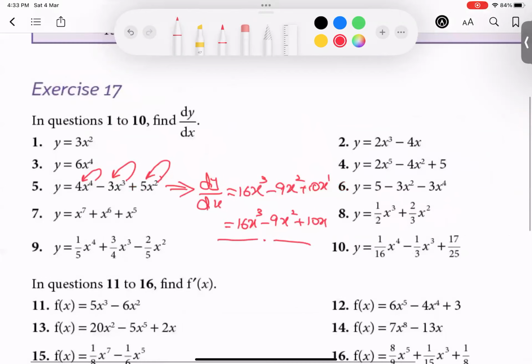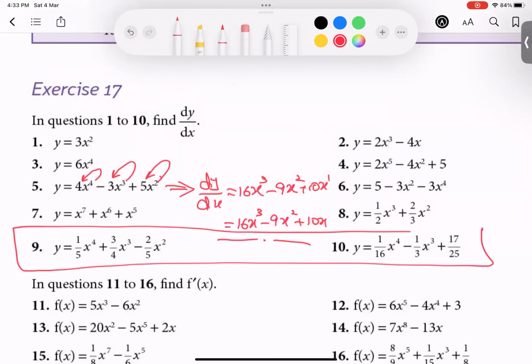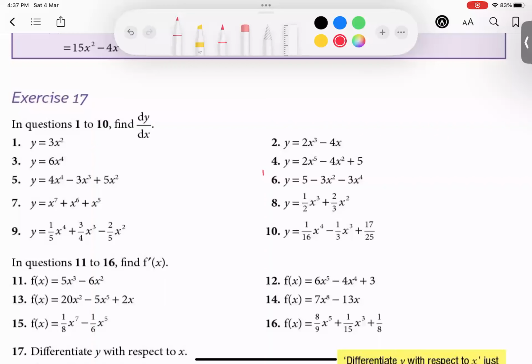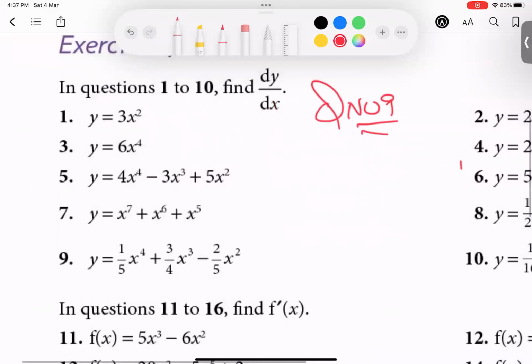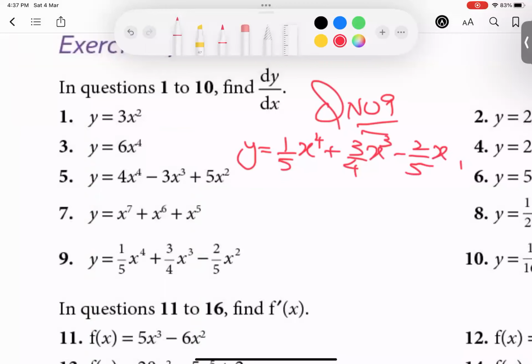What I suggest on this page is that you try question number 9 and question number 10. First you try, and then I will do it in parallel with you, inshallah. Yes, students, I gave number 9 and number 10. I'm starting number 9. Bismillah ar-Rahman ar-Rahim. Check and compare your working with my working. Question number 9 was y equals 1 over 5 x to the power 4 plus 3 over 4 x to the power 3 minus 2 over 5 x to the power 2.